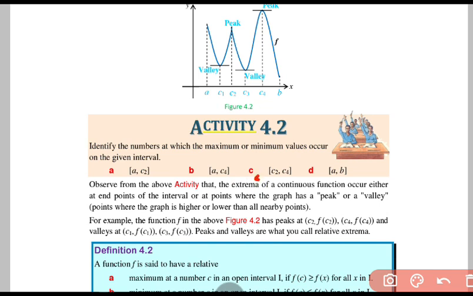From c2 up to c4 there is only one value there. The value is the minimum value because it is below, or minimum, or smallest.